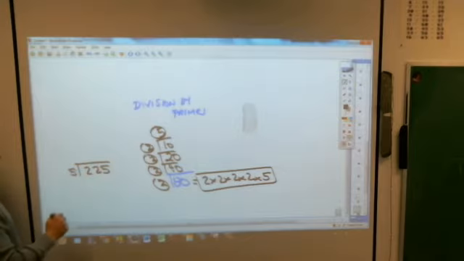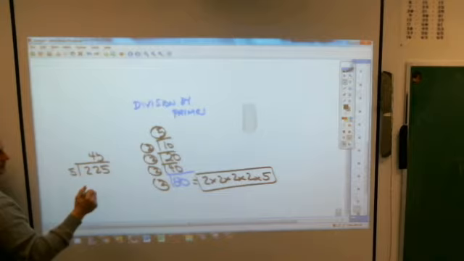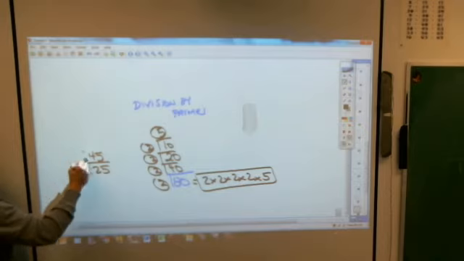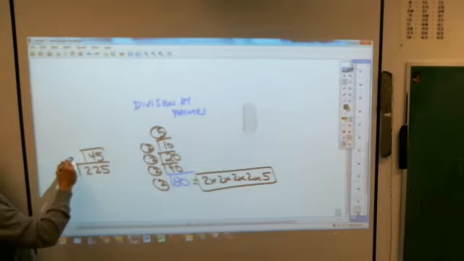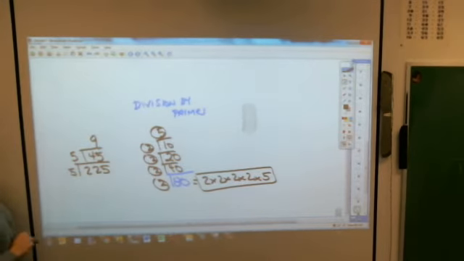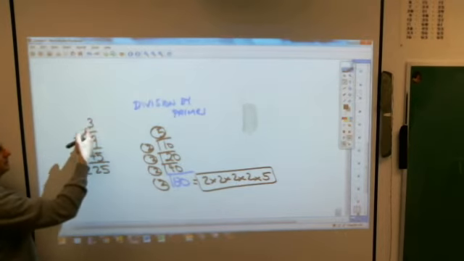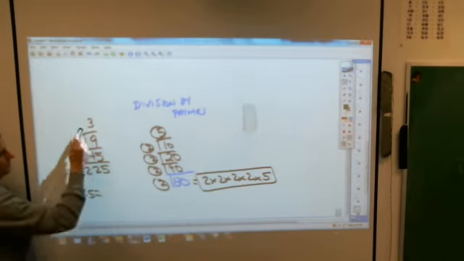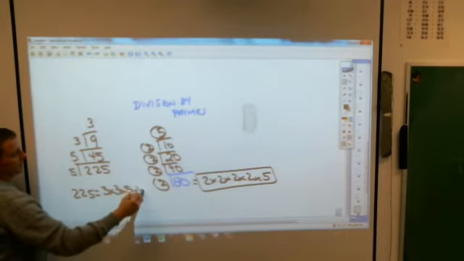5 goes into 225, how many times? 45 times. Okay, and then what can you divide 45 by? 5. A prime number. You say 5, Zach? So there's my 5, which gives me 9. Can 9 be divided by any prime numbers? Which would be a 3 times a 3, and then it's prime up there. So 225 is 3 times 3 times 5 times 5.